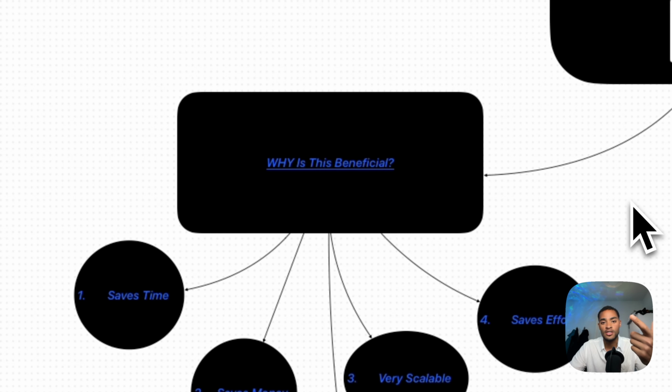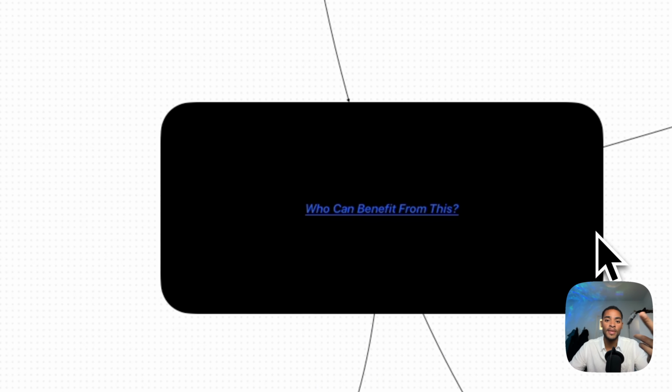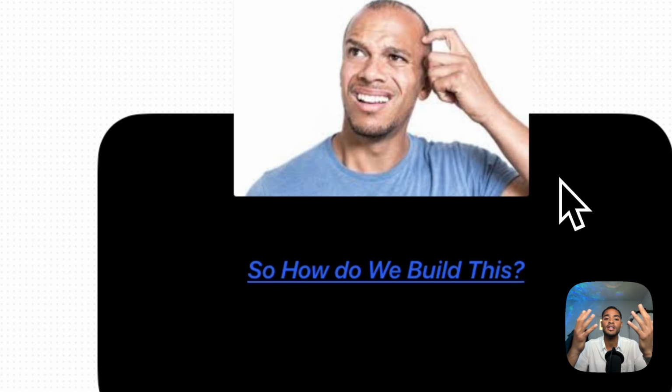Alright, so we went over which apps we're going to use, we went over why this is beneficial, we went over who can benefit from it. Now let's get into the build. So yeah, how do we actually build this workflow? As I said, it's going to be 6 steps, fairly easy. I'm going to be showing you everything.